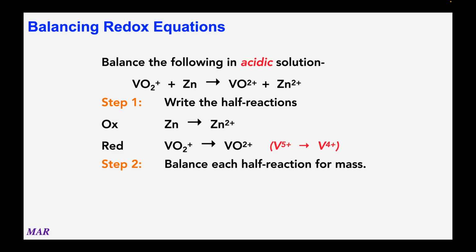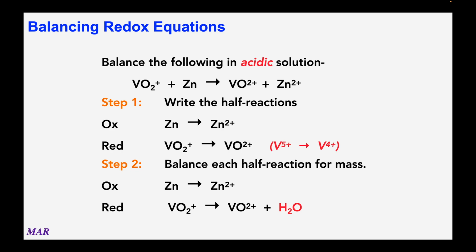We'll balance each half reaction for mass, and remember in acid you can only have H+ and water. So the zinc is good to go, 1 zinc on each side, that's not a problem, but the vanadium is definitely messed up. The reactant side has 2 oxygens, VO2+, and the product side has 1 oxygen, VO2+. So we need to add some oxygen containing species. Now between water and H+, the only thing with oxygen, of course, is water. So let's start off by adding water to the product side. All right, no problem.